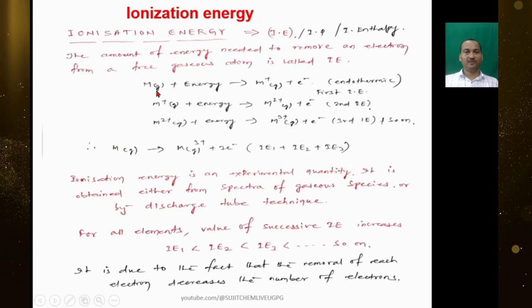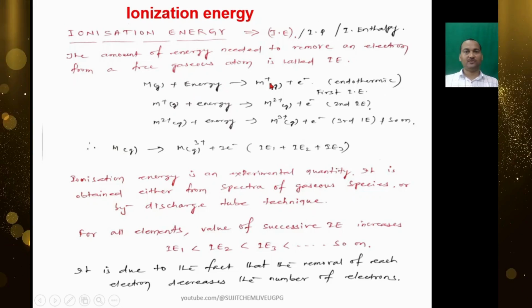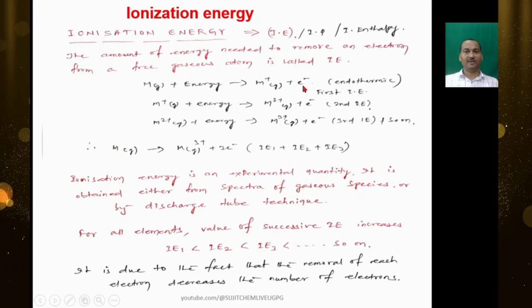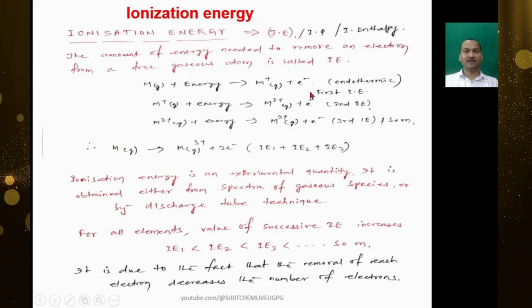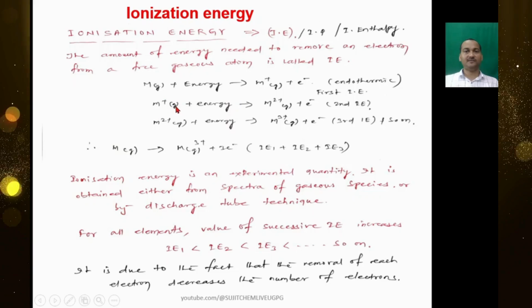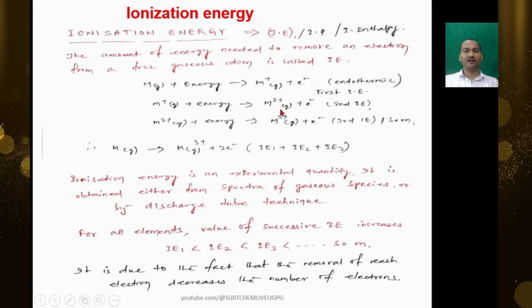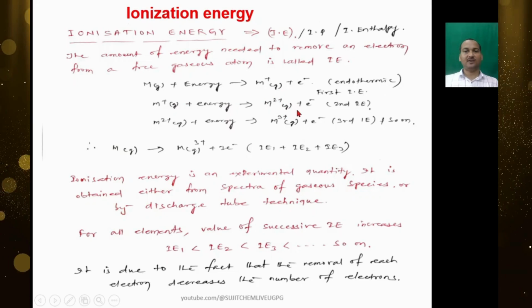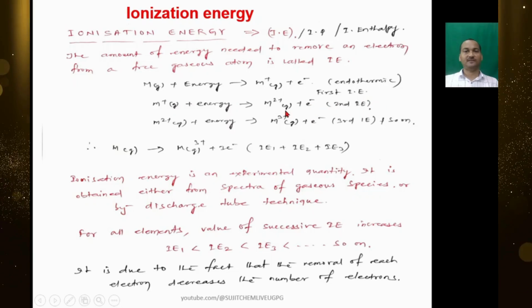So M, the free gaseous atom, will accept energy giving rise to M+ gas plus e-. This process is endothermic. This is called first ionization energy. Similarly, M+ gas will accept energy and give you M2+ gaseous ion plus it will release another electron. So this is called second ionization energy.